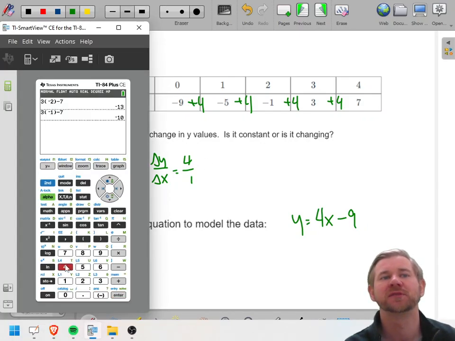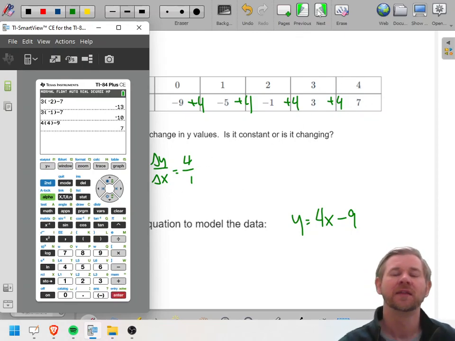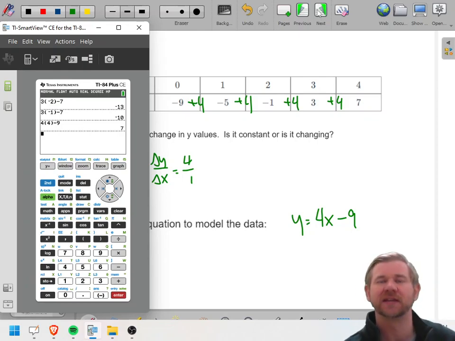And just for good measure, let's plug in one of the points. 4 times 4 minus 9 should get 7. Got 7. I know I did it right. Okay. Those are linear models. You guys have done a bunch of linear equations.